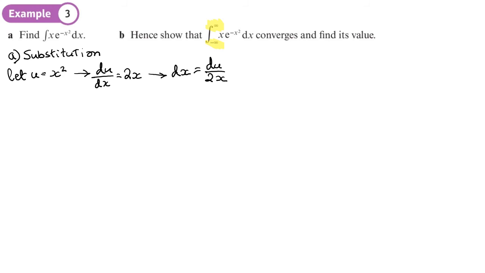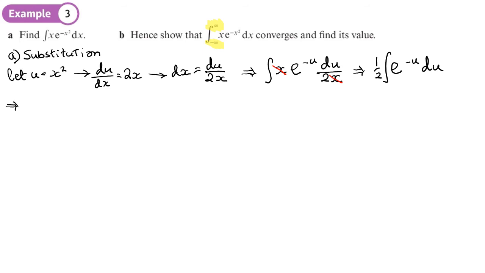So let's now substitute that into the integration. We'll have x, and instead of e to the minus x squared, I'll have e to the negative u. Notice that I've left the x there because when I replace the dx with du over 2x, the x will cancel out. That will leave me with half e to the minus u du. I'll stick the half over the other side to make things a bit easier. So now all I've got to do is integrate e to the minus u. That's easy. It's going to be minus e to the minus u.